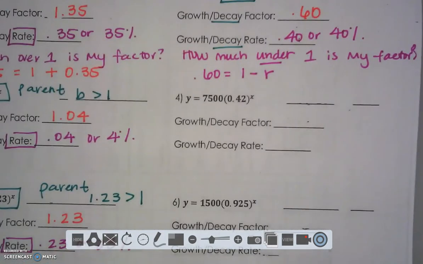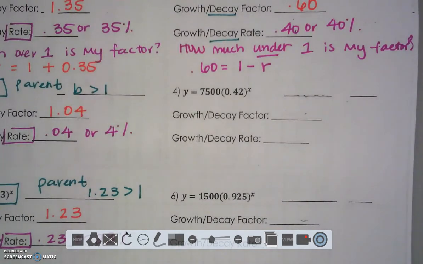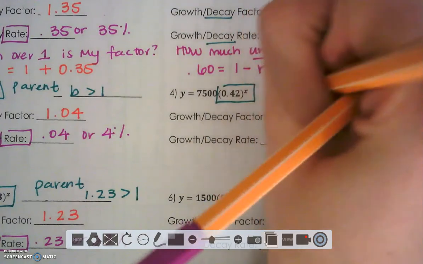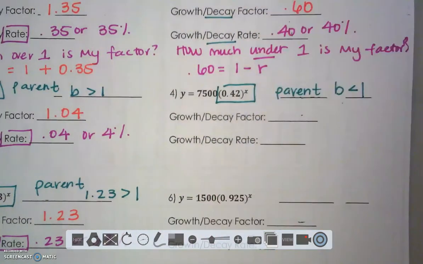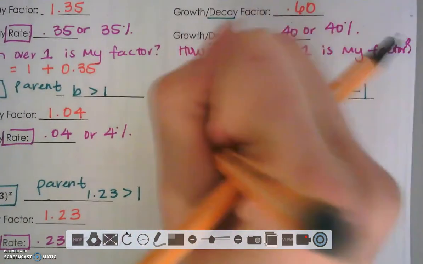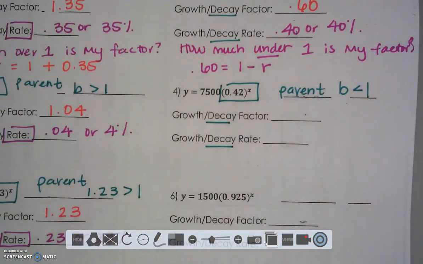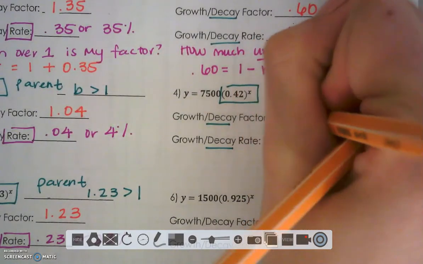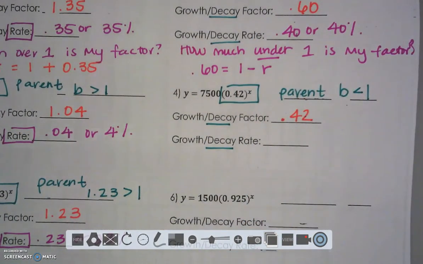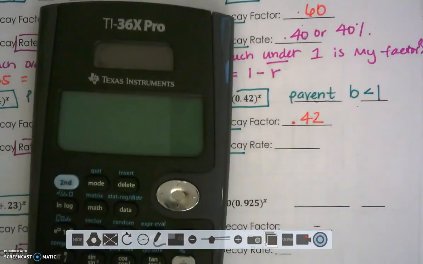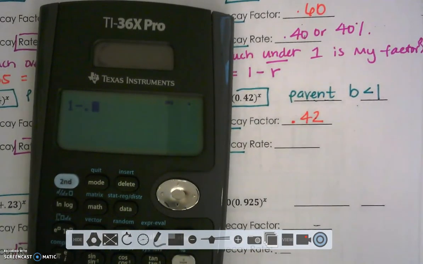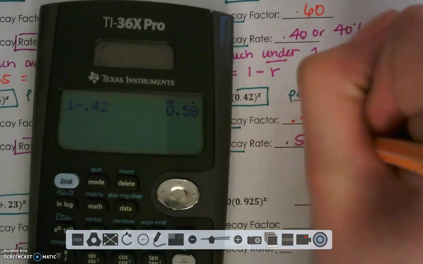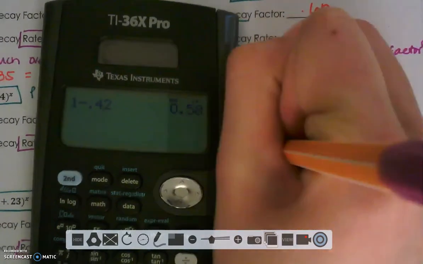So again, number 4 here, we know we have a decay because this base, my parent, this b value is less than 1. Okay, that represents a decay. My decay factor is what I see, what's being multiplied, so that's 0.42. And I have to ask myself, all right, how far under 1 is that? So I'm going to take 1 and subtract 0.42 and find that that's 0.58 or 58% under 1.